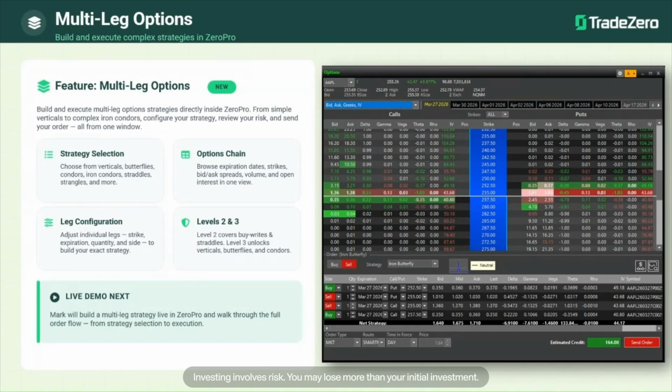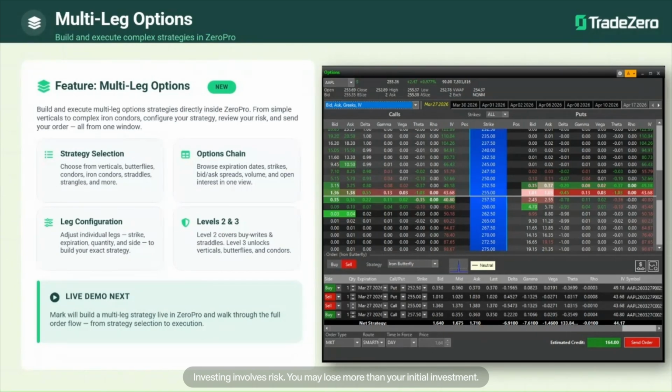we all know and love. The strategy selection: you can select between your single legs, your verticals, butterflies, condors, and then the iron variants of those strategies, the iron butterfly, the iron condor, the straddle, the strangle, etc. We're going to talk about setting up a strangle and then also an iron condor later on in a demo.